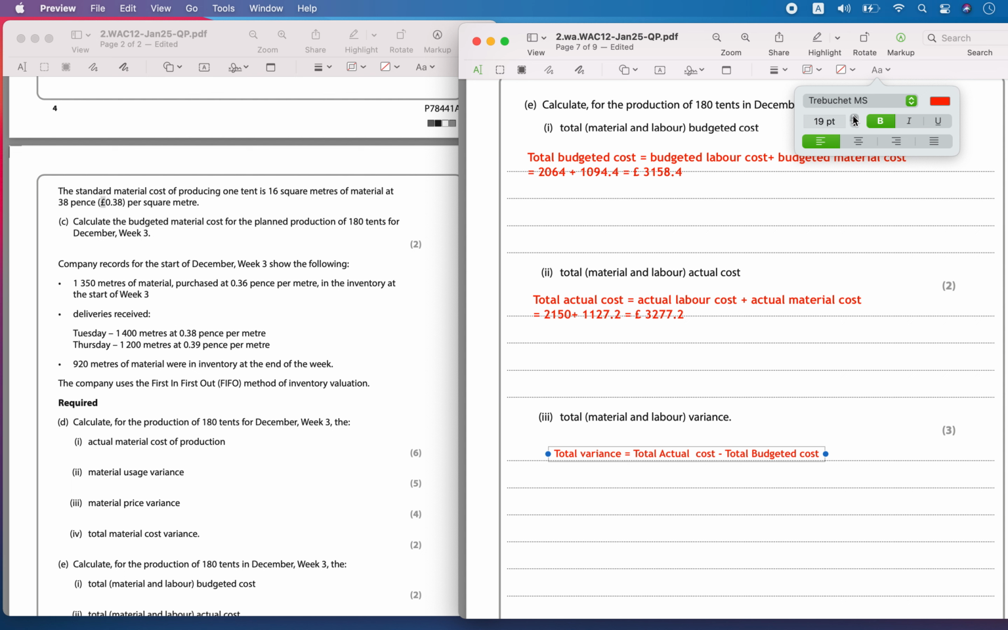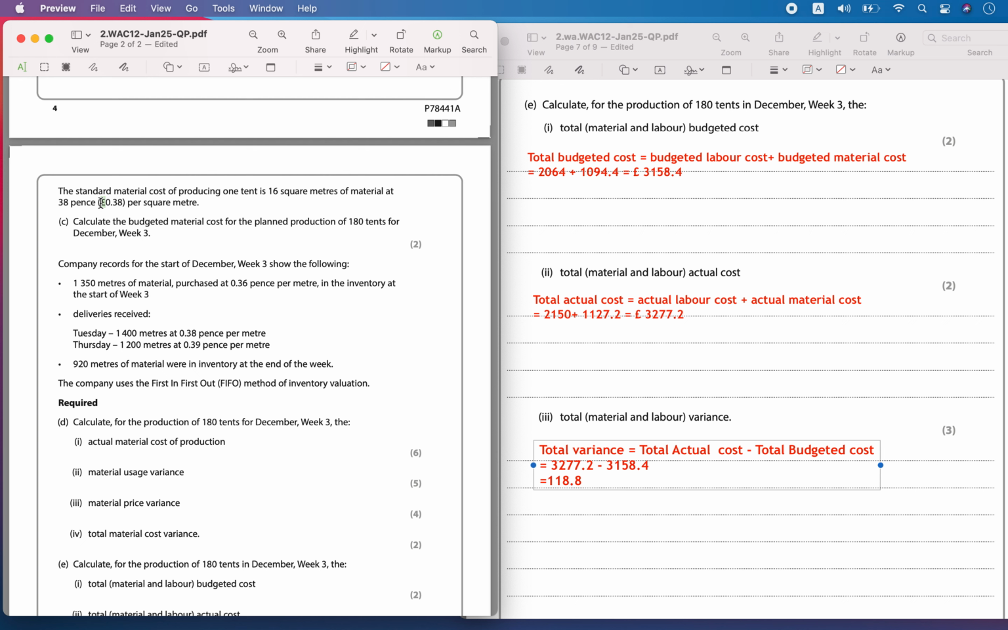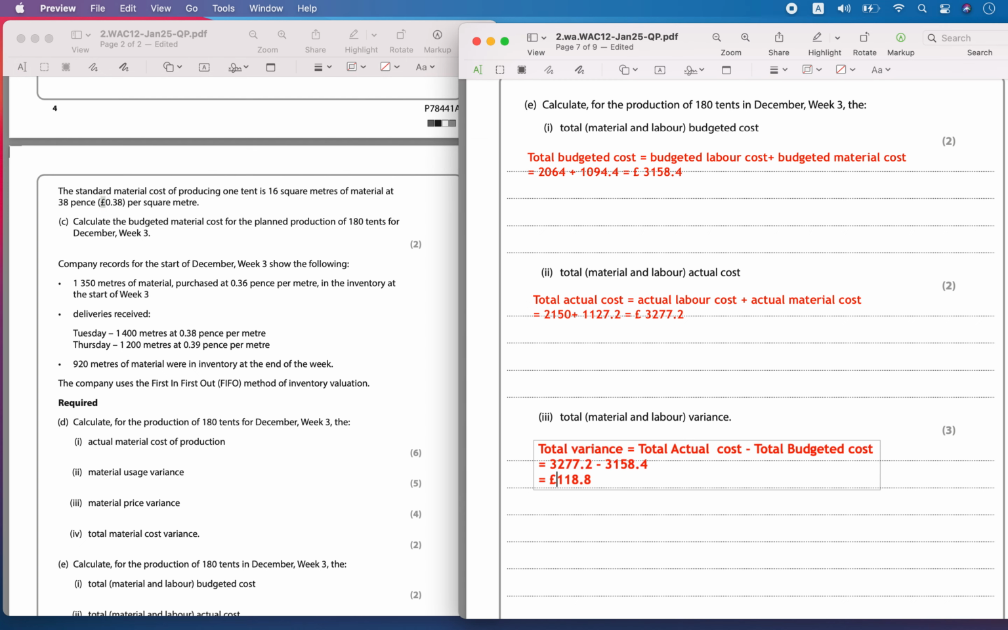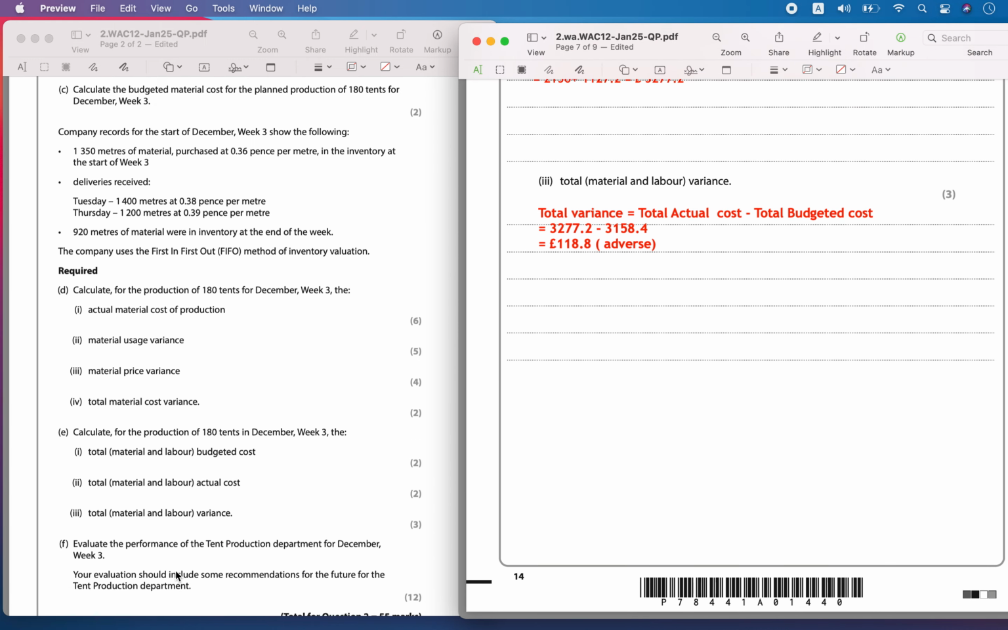Now let's calculate the variance between these two total costs. The difference is 3277.2 minus 3158.4, which is equal to 118.8. This was the variance that had happened with the total cost, and we can see that the actual has exceeded the budgeted, so it is adverse. It has become more than the expected, budgeted, so we call it an adverse variance. So that is all about the variance calculation.